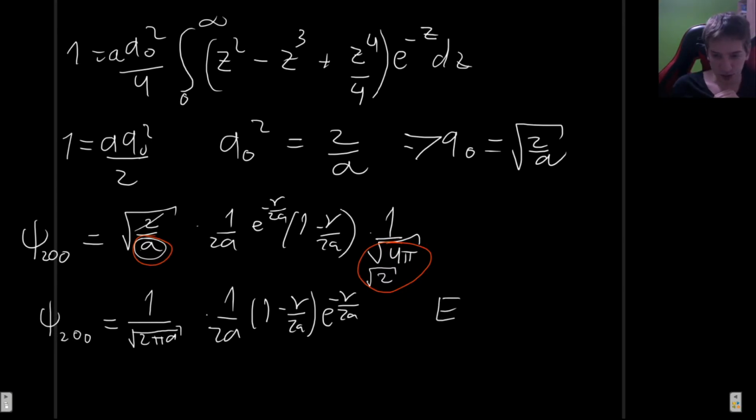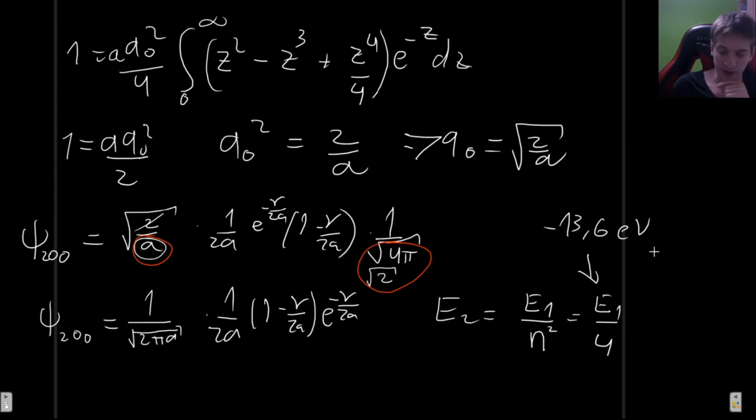And the energy will just be the energy of the ground state divided by n squared. And since n is 2, this will be E1 divided by 4. And remember, E1 is going to be minus 13.6 electron volts. So you can just plug it into the calculator and see what it's going to be, 4, something, I guess. And that's the result. Now let's proceed and start looking at the next case.